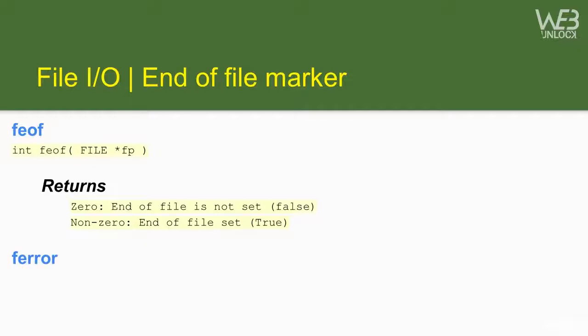There's also a ferror function that can be useful to indicate what kind of errors we encountered as we were trying to access or process a file. So you give it the file pointer. This will give you back an error value, and you have to look up documentation on this to understand what are the possible return values here.